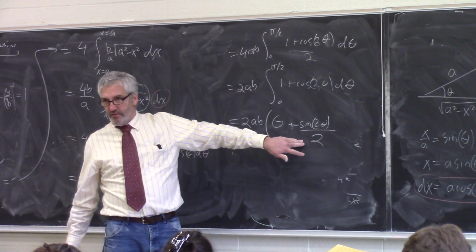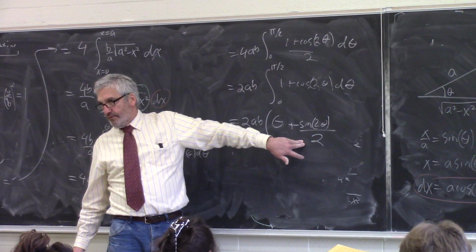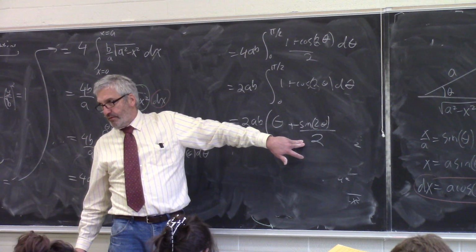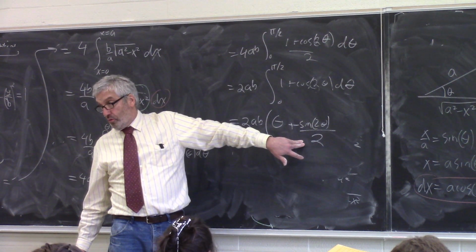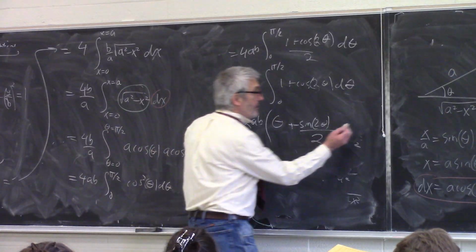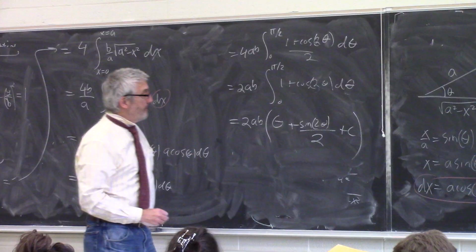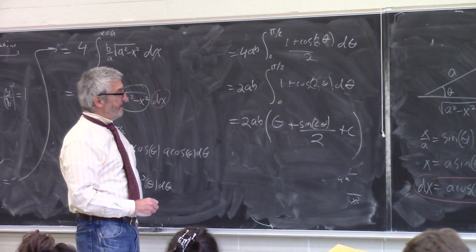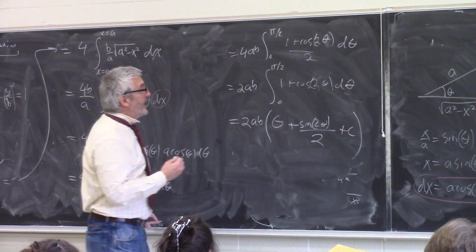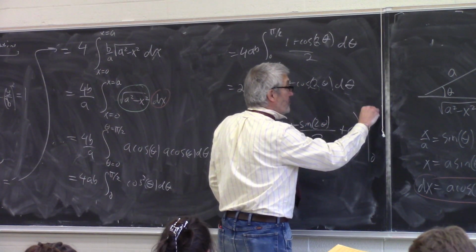Again, let's check this. Take the derivative of this. The derivative of sine is cos, so I'm going to have cos 2 theta times the derivative of the inner function. That's going to be a 2. And then that's going to cancel the 2 that's in the bottom. And I get a plus c. And then I have to evaluate that from 0 to pi over 2.